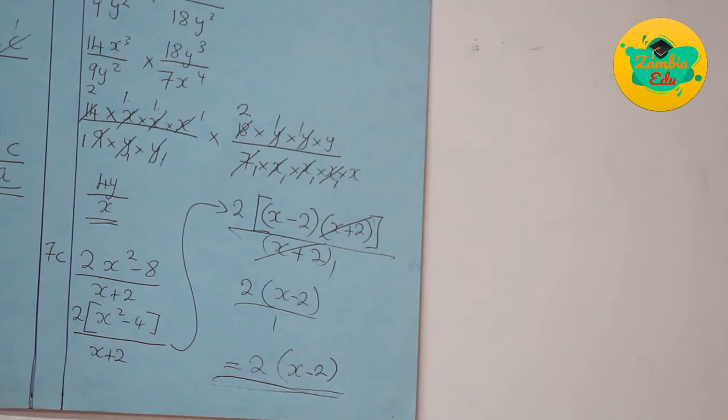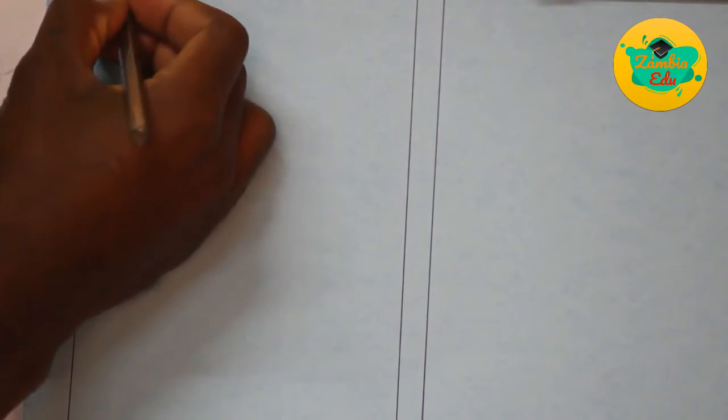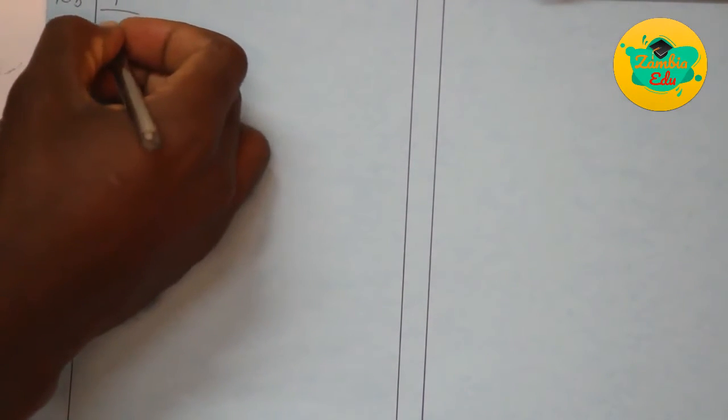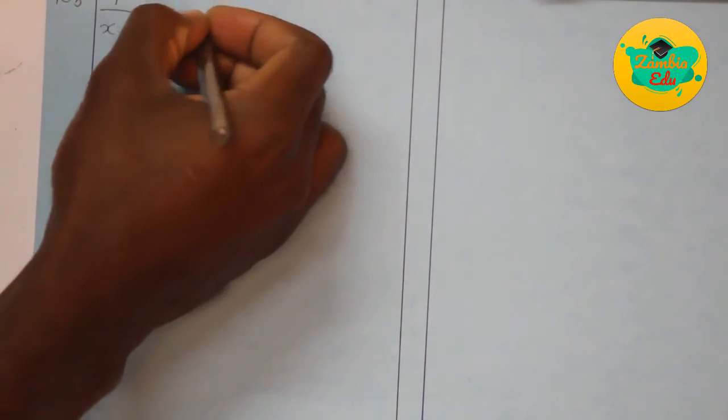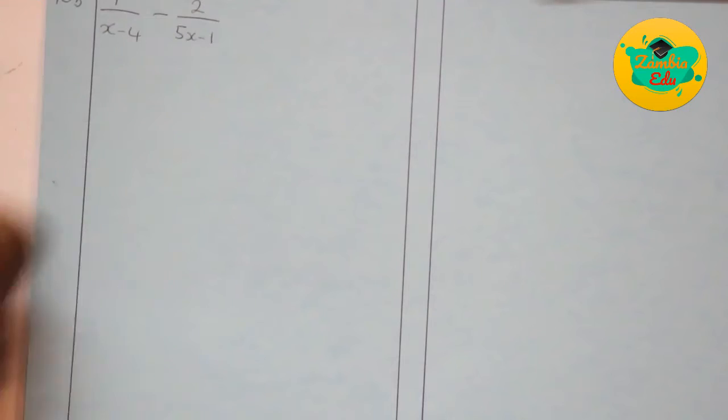We got the next question, which was question 10B. Question 10B said, express 1 over x minus 4 minus 2 over 5x minus 1 as a single fraction in its lowest term. So what we do, we write what's the question under consideration. We have 1 over x minus 4 minus 2 over 5x minus 1.